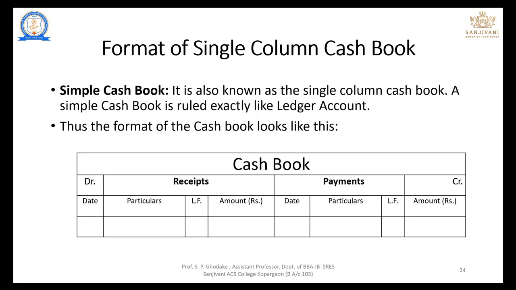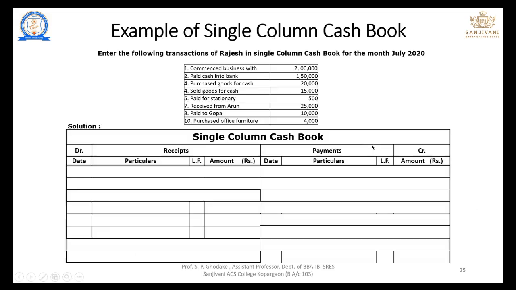cash book. It is also known as a single column cash book, and a simple cash book is ruled exactly like a ledger account. So the format of the cash book looks like this. So here we have the debit side and the credit side. So in the debit side we have the date, particular, ledger folio, amount, and again we have date, particular, ledger folio and amount. So as you have been cleared with the pro forma, we'll see one example.